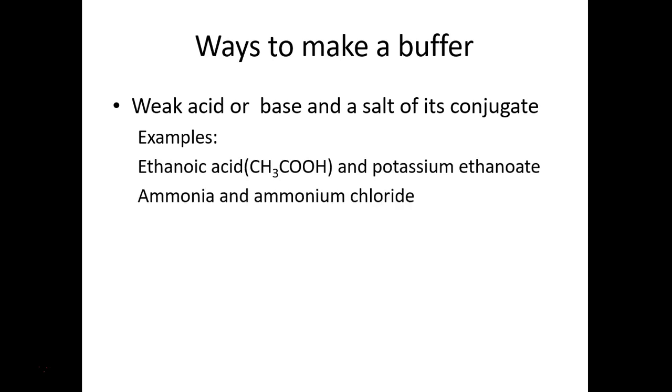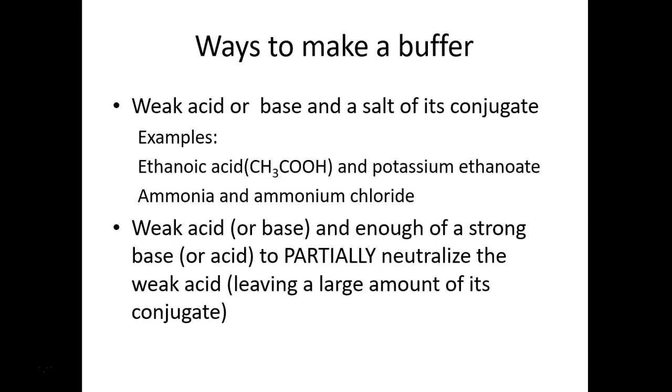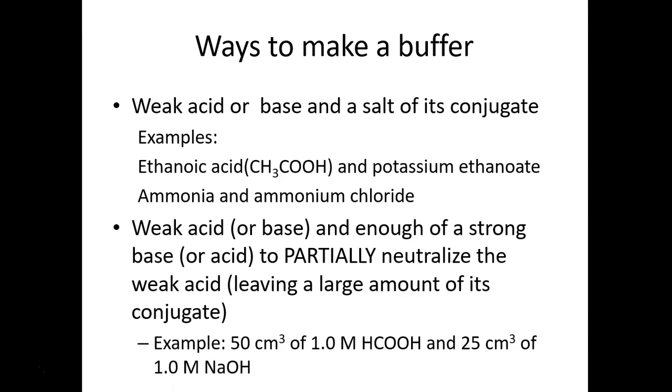That would create a buffer. Or we could use ammonia and ammonium chloride. Another thing that we can do is take a weak acid or base and use enough of a strong base or acid to partially neutralize. What that does is, when it partially neutralizes, it takes the undissociated acid and creates the conjugate. So instead of adding a salt with the conjugate, we're just creating it by partially neutralizing.